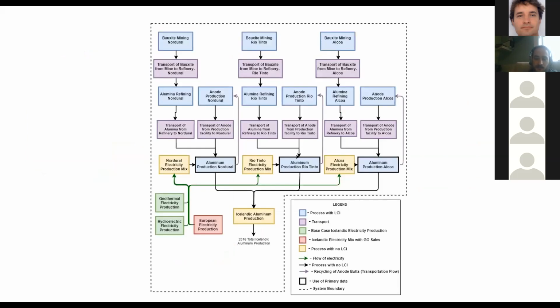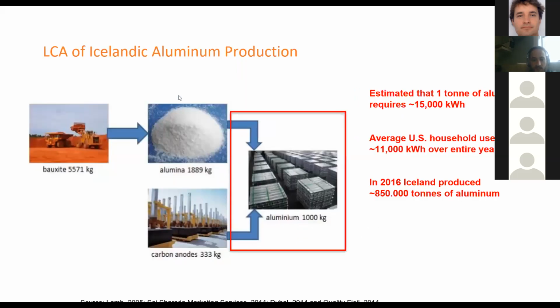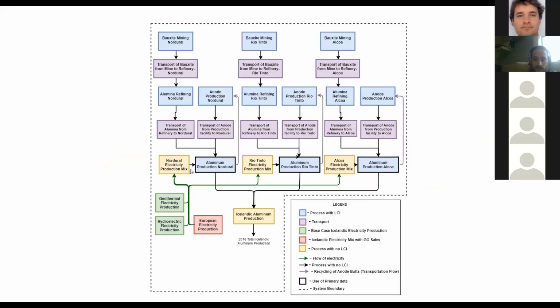So this gives you an example of the system boundary when you're looking at an entire sector: you have the three major companies, Nordural, Rio Tinto, and Alcoa, the transport of the bauxite, then the alumina refining. Basically, first you have the bauxite, which is refined into alumina, and with the carbon anodes used in the aluminum process, that's where the smelters in Iceland come in, and you make a ton of aluminum using this kind of mass flow.